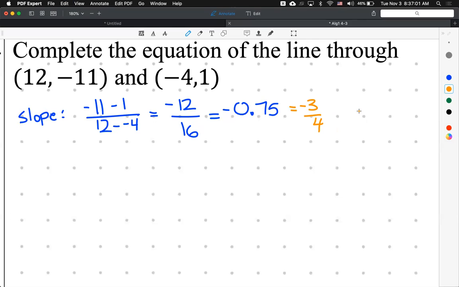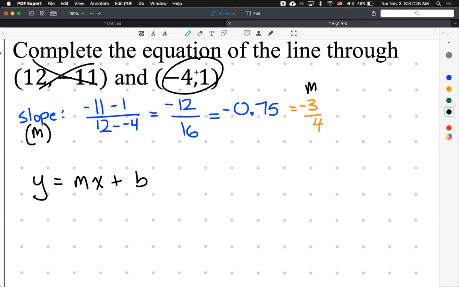Okay, and then from here, I need to plug into my equation y equals mx plus b. So again, slope, I can put an m under here. M is slope, which means this negative 3/4 or this negative 0.75, that is our value of m. And these numbers 12, negative 11 are a little bit too big for me, so I'm going to cross those out, and I would prefer to use the negative 4, 1, but both of them will work. They're both on the line.